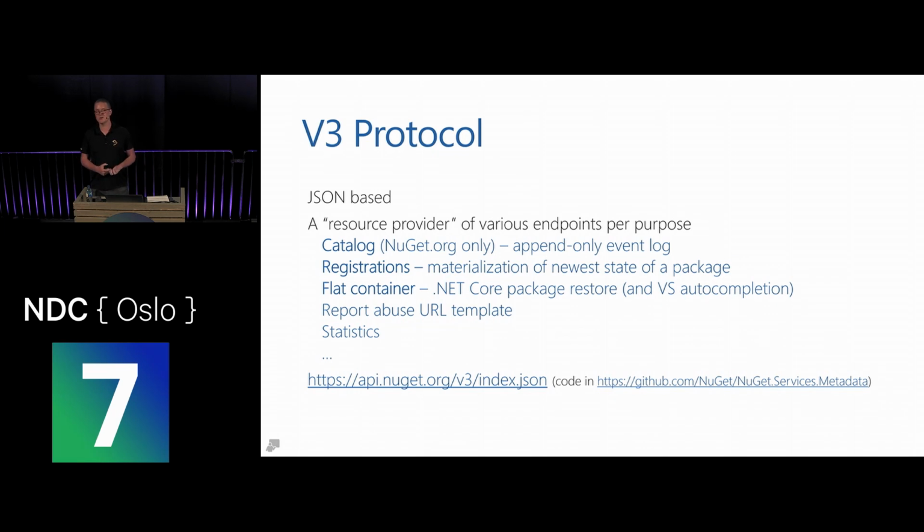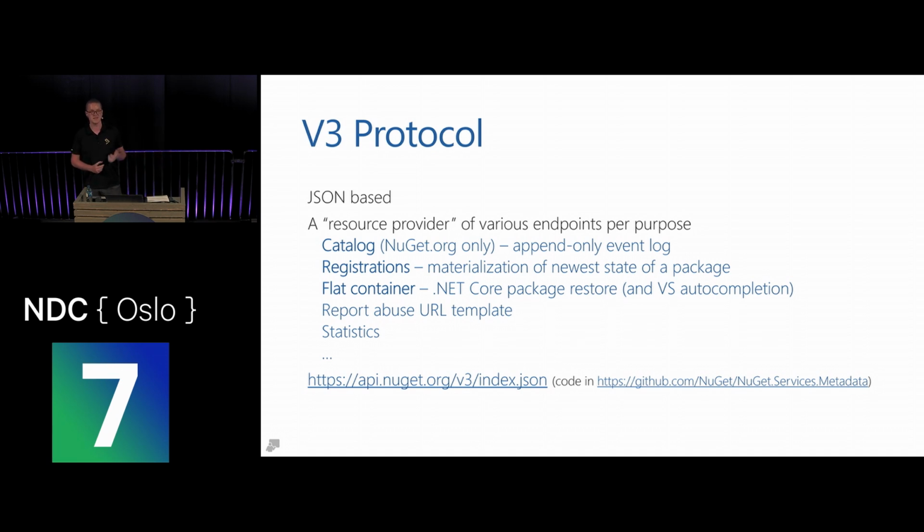The V3 protocol is more interesting. The V3 protocol is, first of all, JSON-based, which is not bad, also not good. It's basically not XML, which is always nice, so it's less bloated and so on. But the V3 protocol is also interesting because they built it based on resources. They discovered that for NuGet.org, there were a couple of use cases to query the APIs that they had. So they came up with different resources that you could target depending on what you want to achieve.